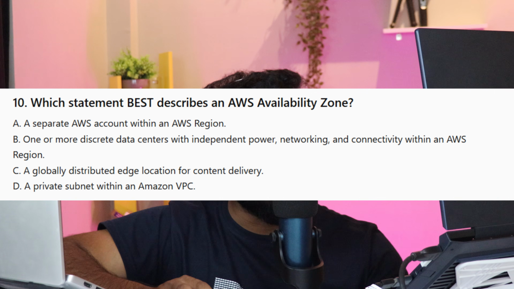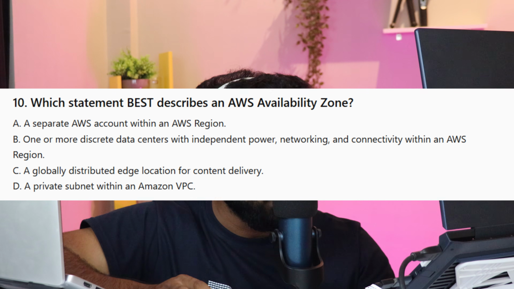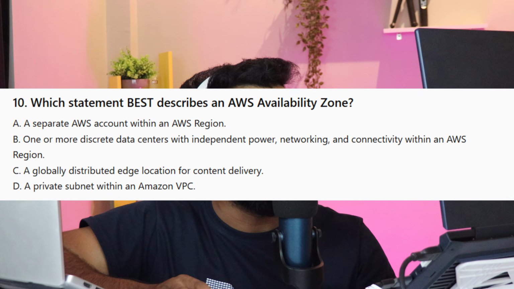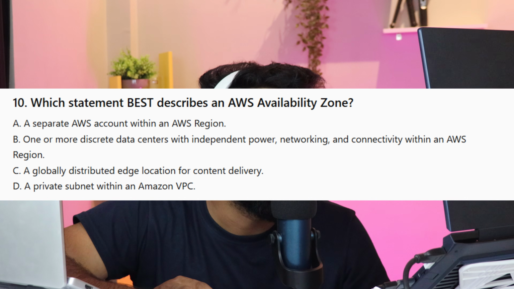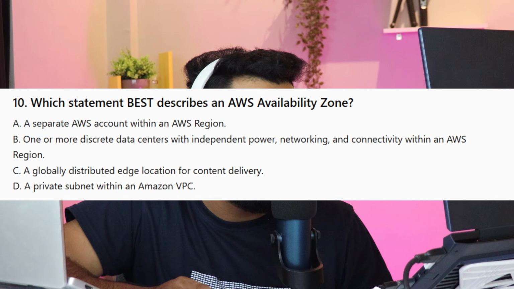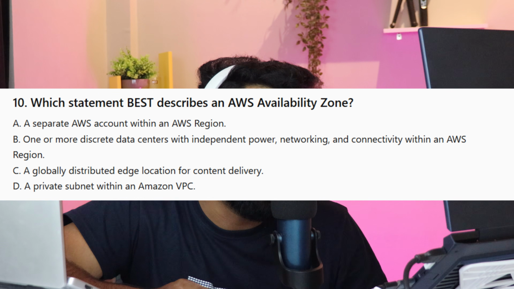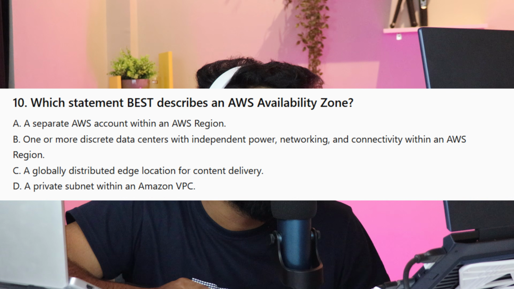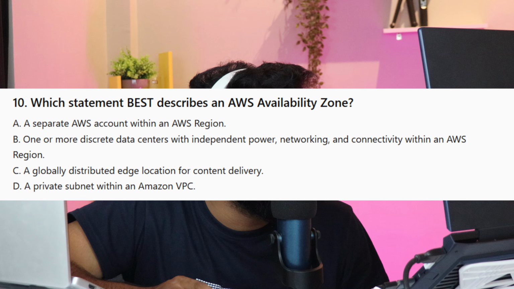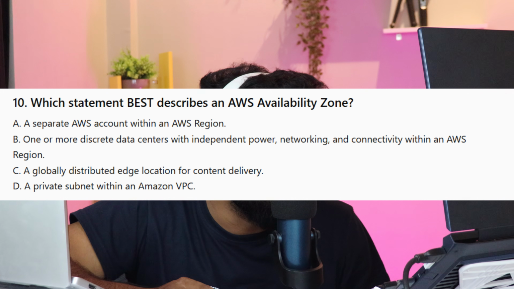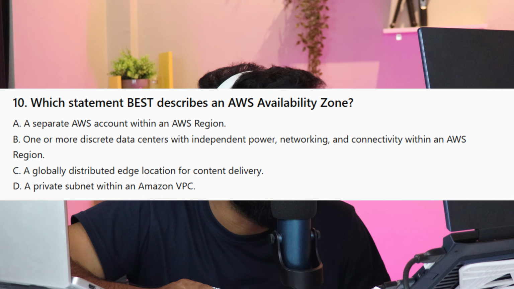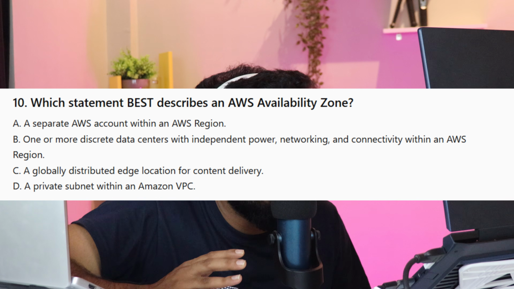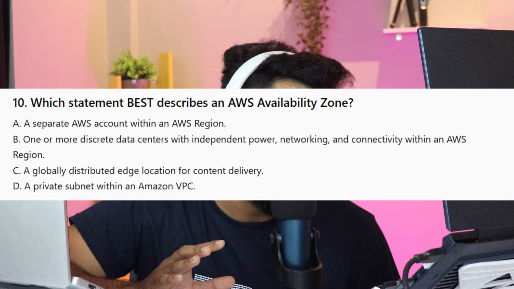The last question we have is, which statement best describes an AWS Availability Zone? That's going to be the easiest one, I believe. Option A, a separate AWS account within an AWS region. Of course not. Option B, one or more discrete data centers with independent power, networking, and connectivity within an AWS region. Nice one, that should be the answer. Option C, a globally distributed edge location for content delivery. Of course not. Option D, a private subnet within an Amazon VPC. You can rule out option D the moment you see it, because that's completely irrelevant.